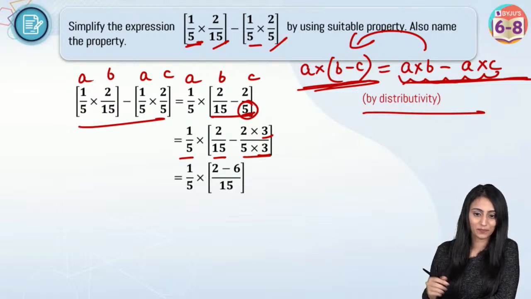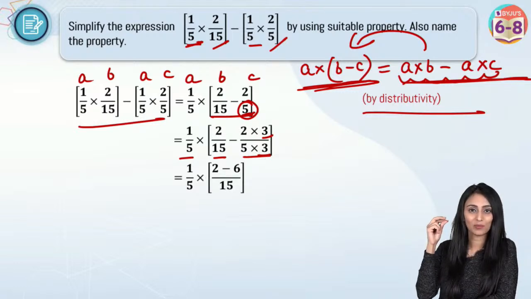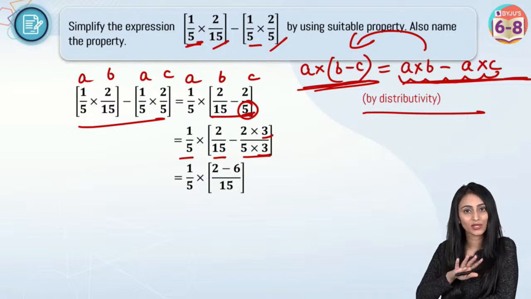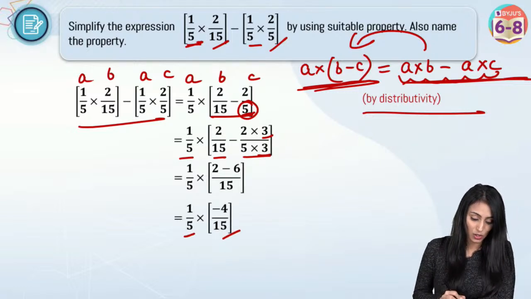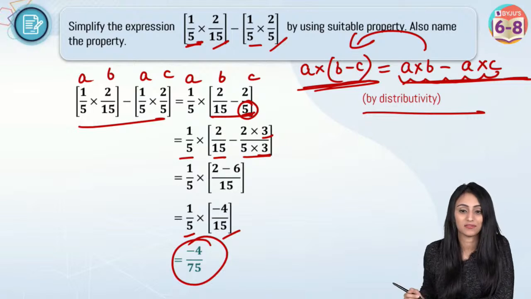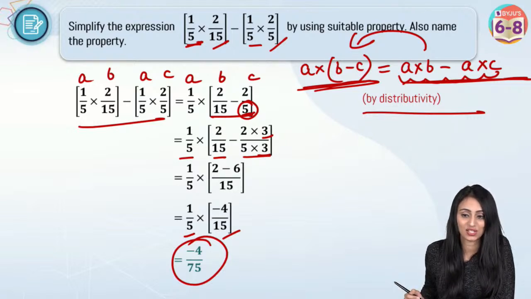Now it is easy, right? I told you only the first step. If the first step clicks for you, the rest of the question is nothing. It's very simple. So 2 minus 6 would be minus 4, 1 by 5 times minus 4 by 15. So it's going to be what? Minus 4 by 75.